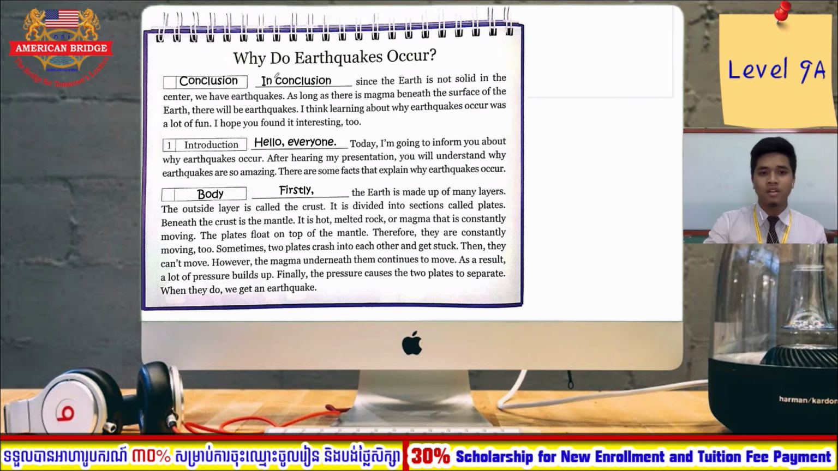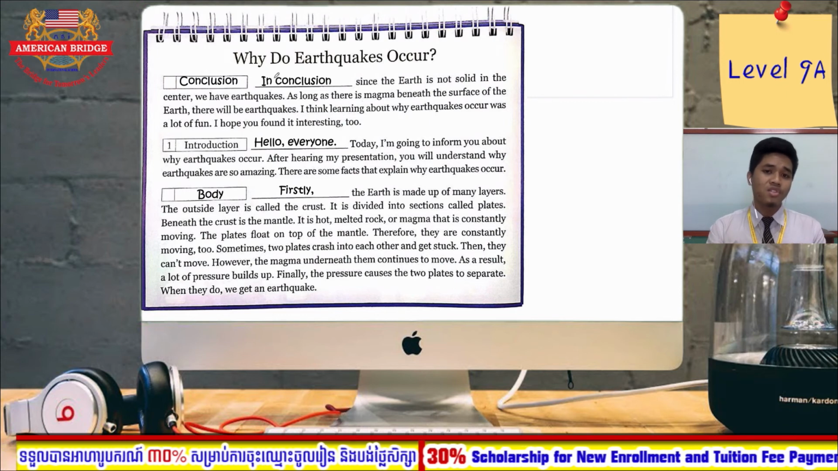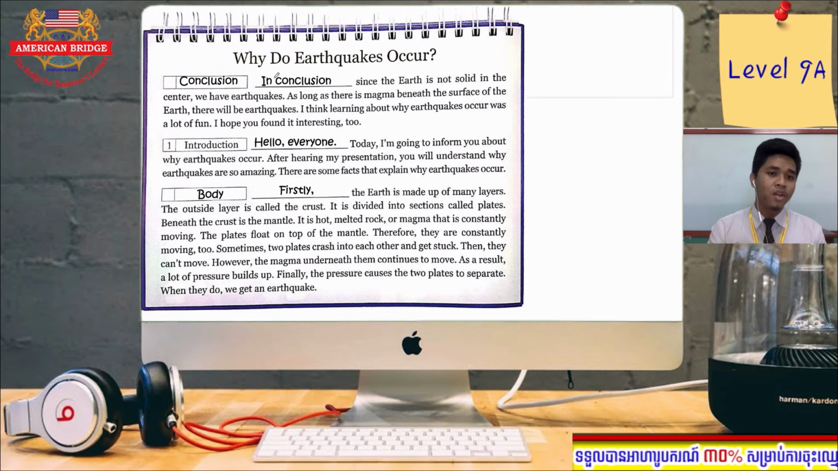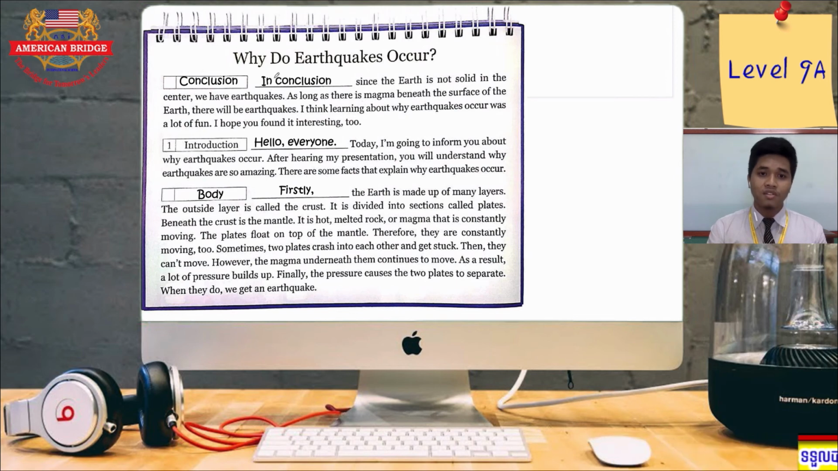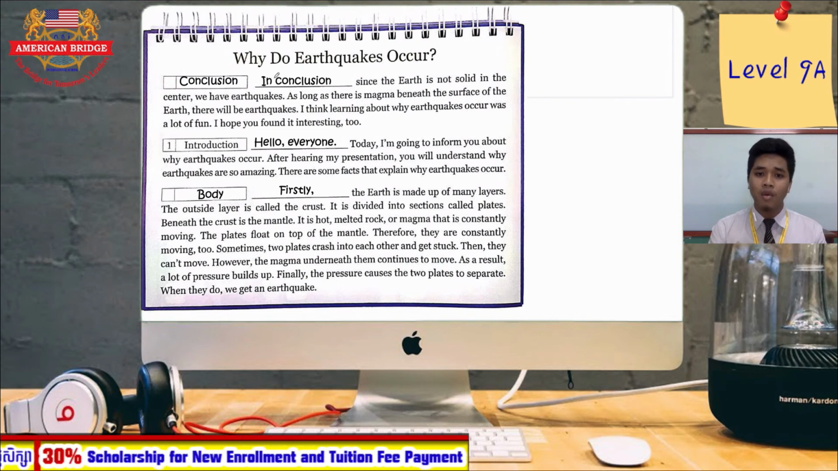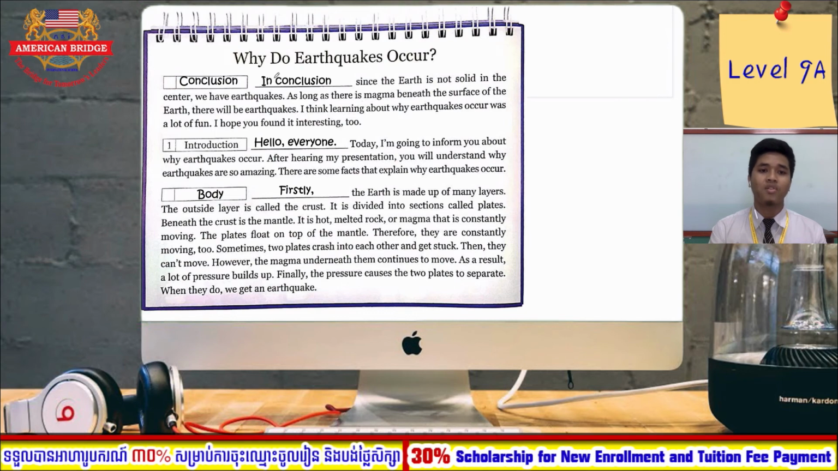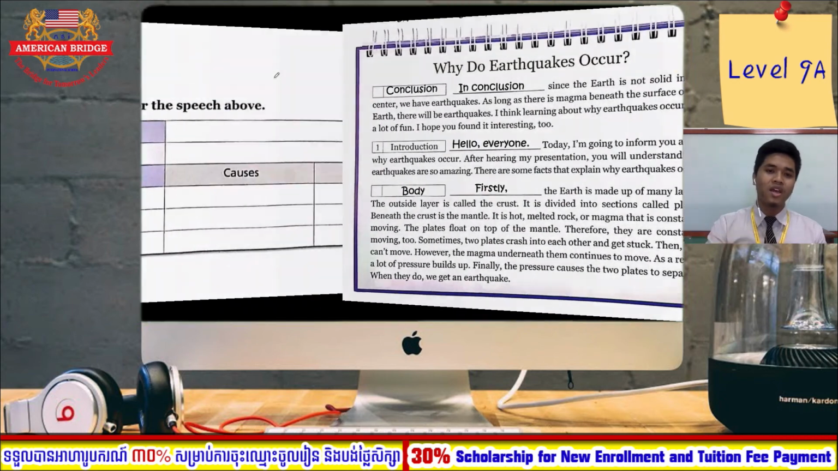So let's read the last one, which is the conclusion. In conclusion, since the earth is not solid in the center, we have earthquakes. As long as there is magma beneath the surface of the earth, there will be earthquakes. I think learning about why earthquakes occur was a lot of fun. I hope you found it interesting too. So these are the short presentations. Now let's look at the outline.